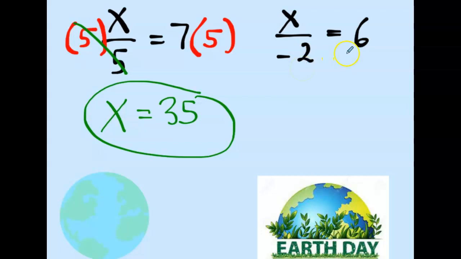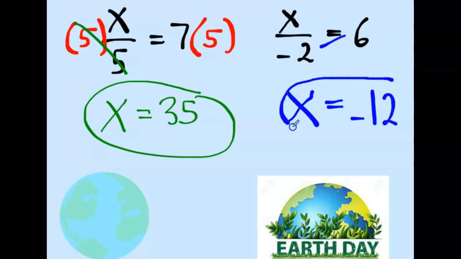Just cross multiply. So x, and over here is 1, so that's just x. And I could just multiply 6 and 2 is 12. Then checking the sign, that's positive and that's negative, so that's negative 12. If you want to see if that's correct, you're going to bring negative 12 over here. Negative 12 divided by negative 2. Negative is positive. 12 divided by 2 is 6. So there we go. Our answer is correct.